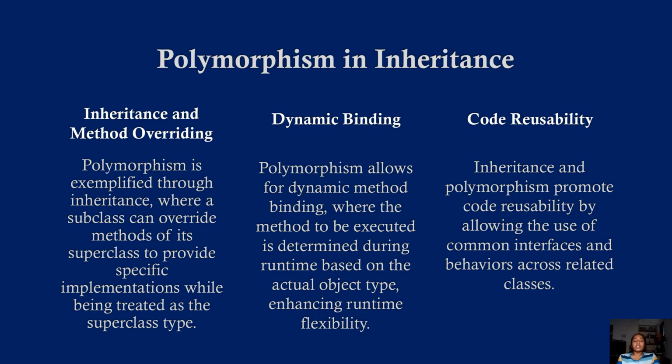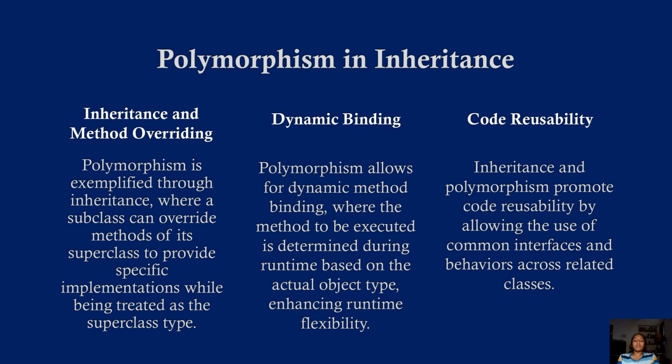Polymorphism and inheritance. Inheritance and method overriding, dynamic binding, and code reusability. Polymorphism is exemplified through inheritance, where a subclass can override methods of its superclass and provide specific implementations while being treated as the superclass type.